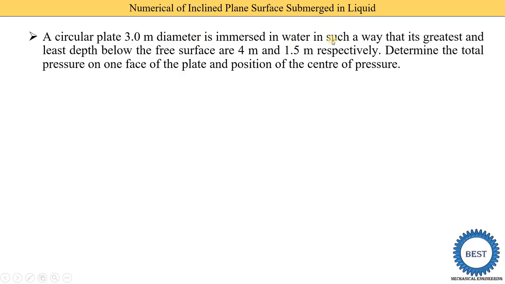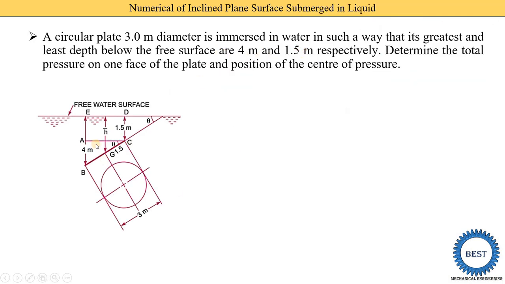It is immersed in water in such a way that its greatest and least depth below the free surface is 4 meters and 1.5 meters respectively. So in this diagram we see the free surface of the water. This is the front view of the circular plate. When we see the circular plate from the front view, it looks like one straight line. And this is the top view.